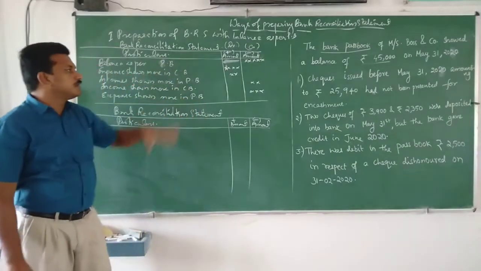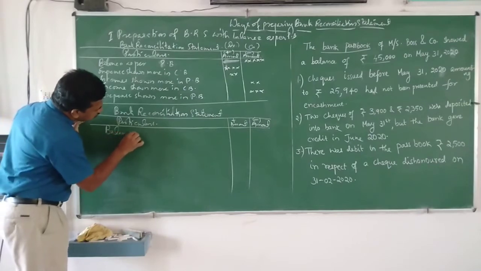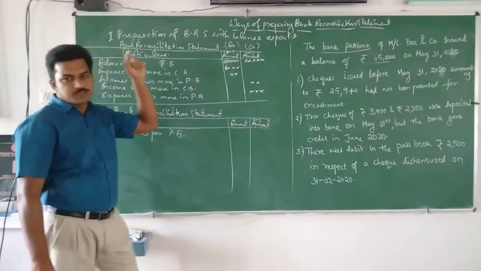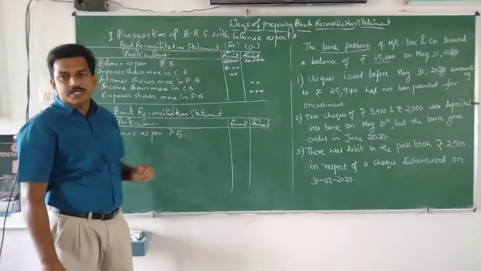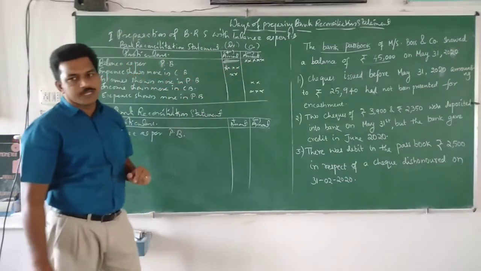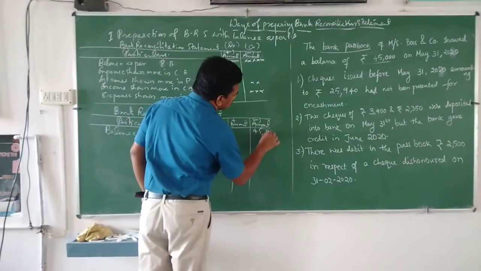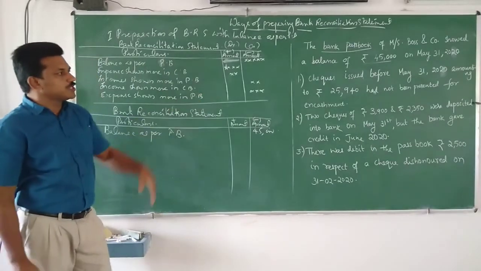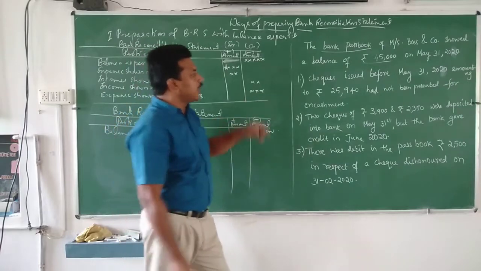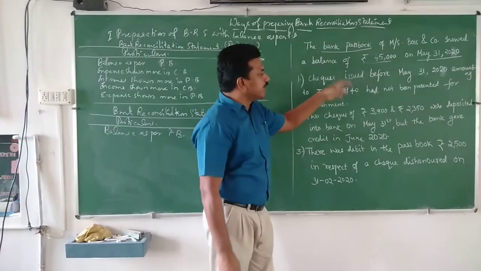Here balance as per passbook. Passbook means bank account. So in the bank account we will have a credit balance. We can take that credit balance here. This passbook balance we have taken in the negative. So credit balance will be taken here in the negative column, 45,000. Then next you see the first adjustment. Check issued before May 2020. We are preparing it on May 31st, 2020. We issued a check before that date.